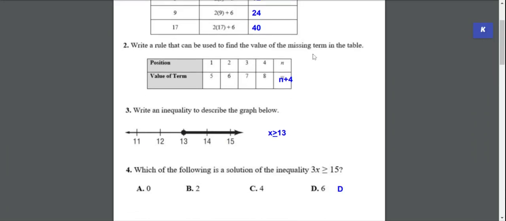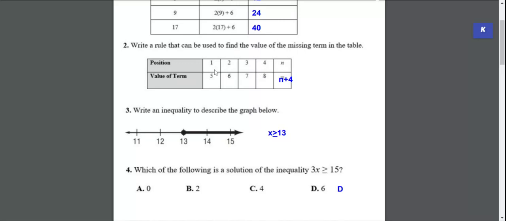Okay, write a rule that can be used to find the value of the missing term. So here's a hint. When they ask for the rule, they're just going to want the expression, something in terms of n. When they want the equation, that's when you're going to have the y and the x. So a rule is just an expression, usually going to fill in part of a chart. And then the equation is when you're going to have the y equals.